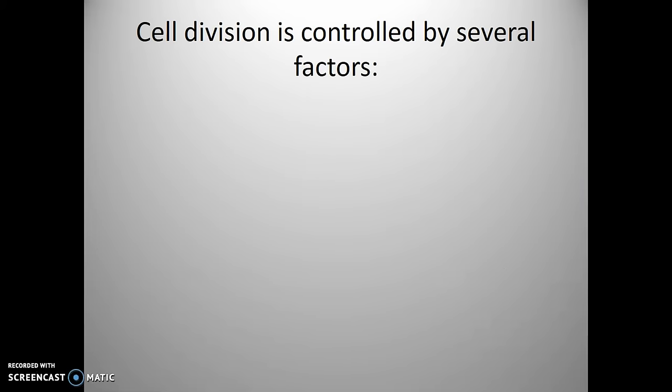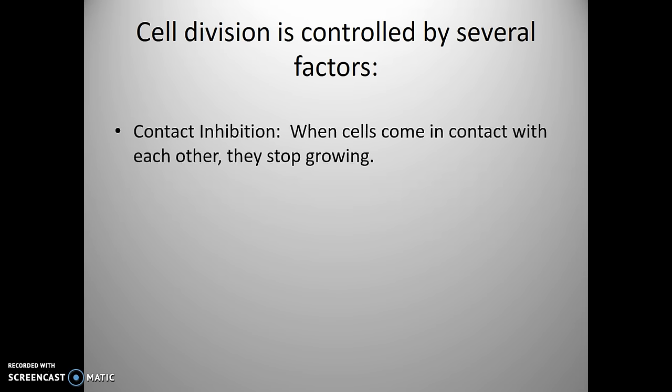So how do we control cell division? We need cells to divide and make more cells, but we need to control it. We just don't need them dividing constantly and all willy-nilly. We need them to only divide when we need them to divide. So we have several ways to control that. These are some vocabulary words that you need to be able to define, so make sure you understand what these mean.